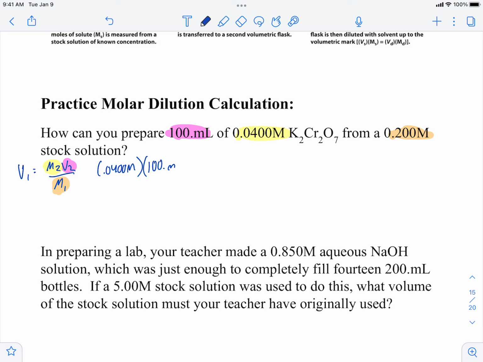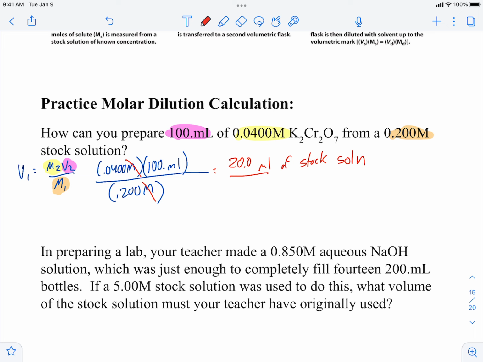I'm going to leave this in milliliters because it actually doesn't matter if it's in milliliters or liters. Since the molarity cancels out, the only unit left is the volume unit, and I can get my answer in milliliters. That's fine. So the answer is 20 milliliters of stock solution.